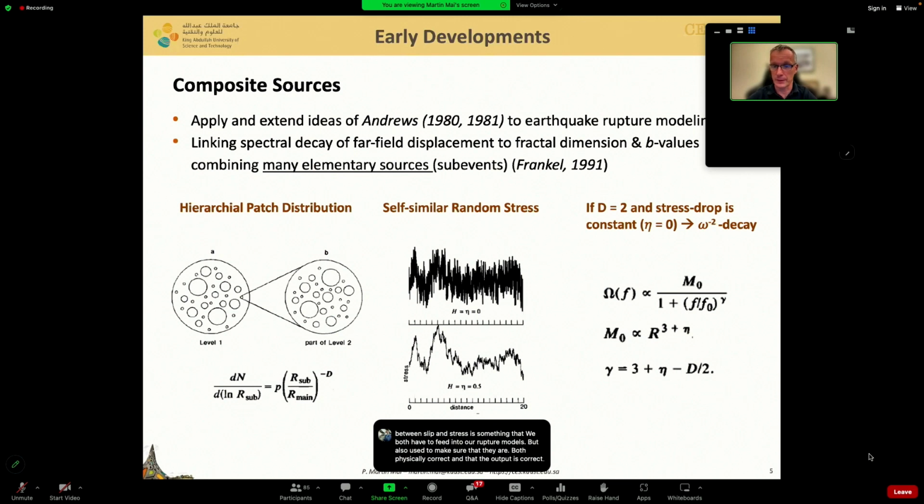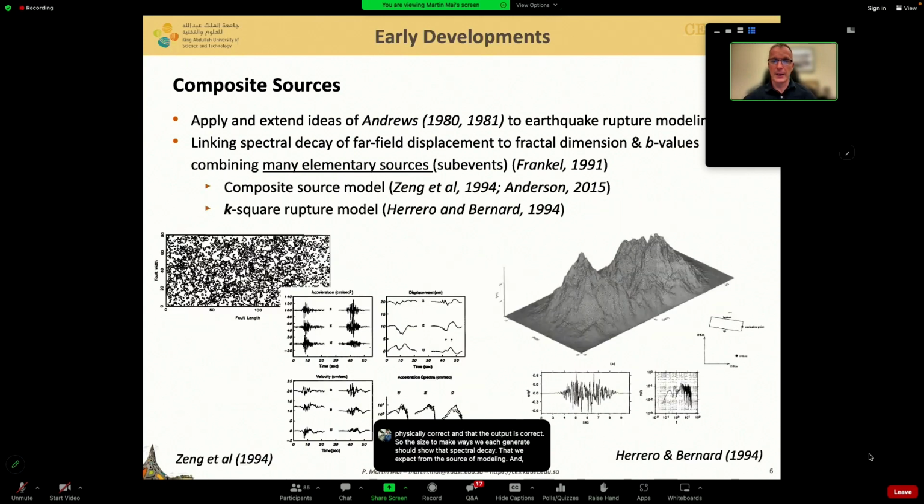So the seismic waves we generate should show that spectral decay that we expect from the source modeling. And here I'm just citing two specific pieces of work that used Frankel's idea: the so-called composite source model by Zhang et al. or Anderson, or the K-square rupture model by Herrero-Bernard, that took these ideas, developed them a little further, and showed that if you in fact have these composite fractal patch models and slip decays as with the K-square model, you get the right waveforms as predicted from the previous slide.